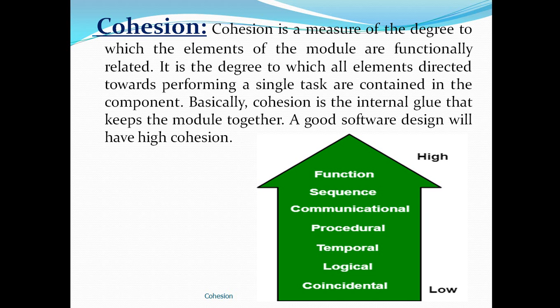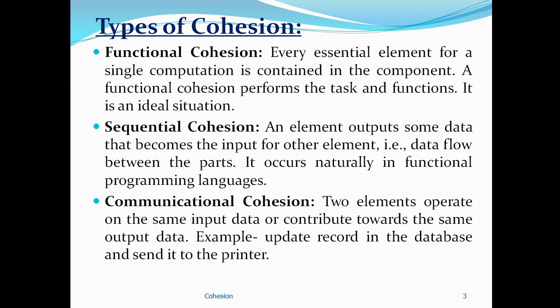There are a number of cohesive module types to be discussed here: functional cohesion, sequential cohesion, communicational cohesion, procedural cohesion, temporal cohesion, logical cohesion, and the last one is coincidental cohesion. We will be discussing these in these sessions one by one.